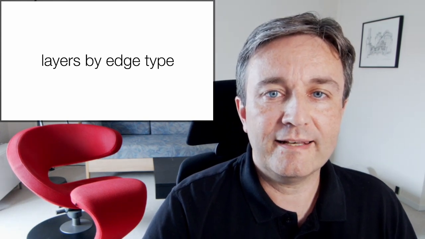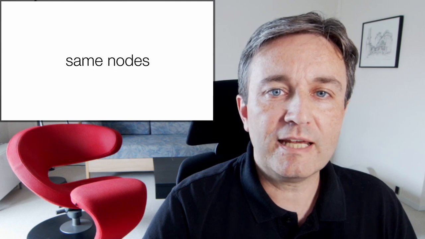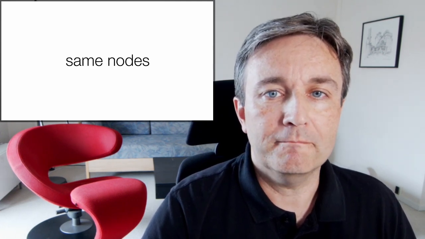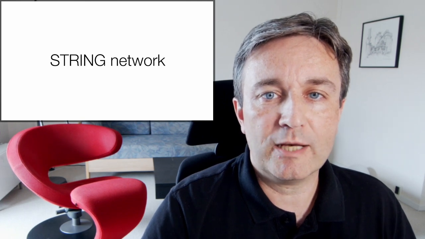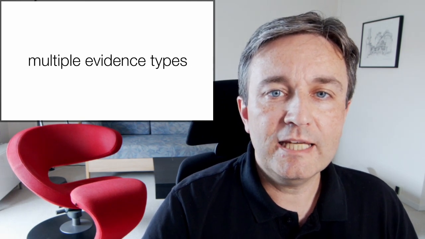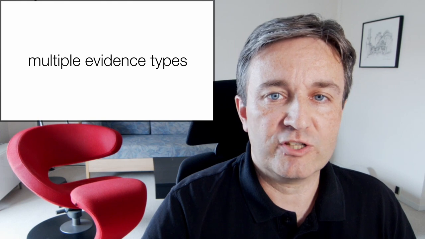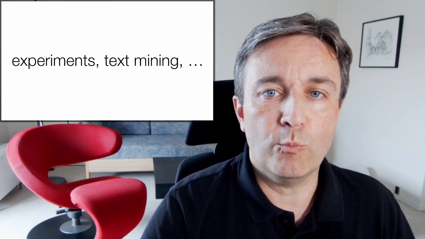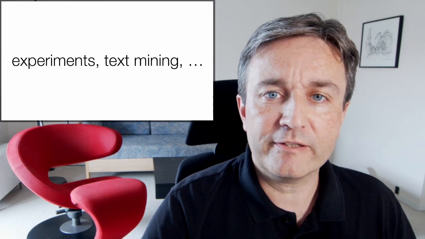Alternatively, you can assign layers by edge type. In this case, you will have the same nodes in all the layers, but different edges between them. If, for example, you fetch a network from the STRING database, it will have multiple different evidence types. So you might want to place experimentally determined edges in one layer, text mining in another, etc.